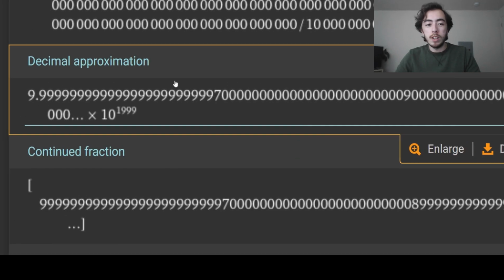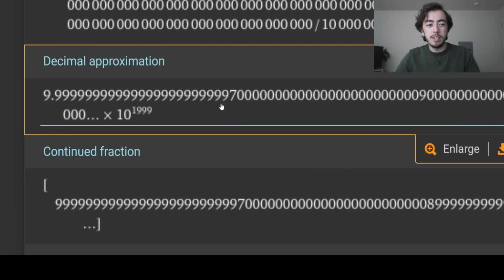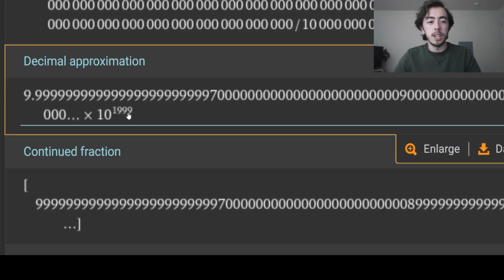And then their decimal approximation here is 9 point, a whole bunch of nines. I guess there's a 7 there. And then a whole bunch of zeros. Oh, look, a 9. Some dots, some more zeros, and then times 10 to the power of 1,999.